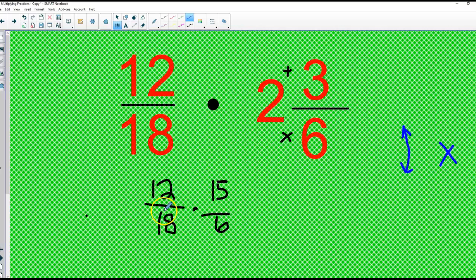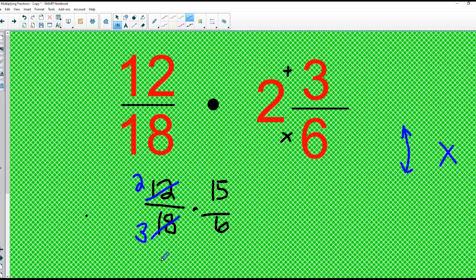So let's look up and down. 12 and 18. Well, they're even, so I could do 2. 3 goes into both, but I think I want to do the biggest one I can, and so let's do 6. So 12 divided by 6 is 2. 18 divided by 6 is 3. So this one is actually reduced down to 2/3.